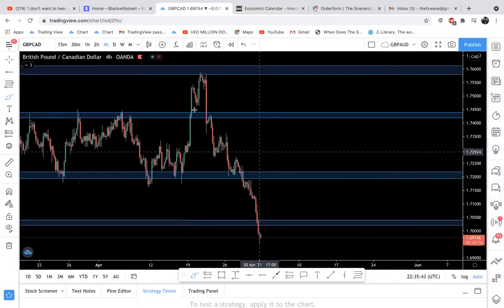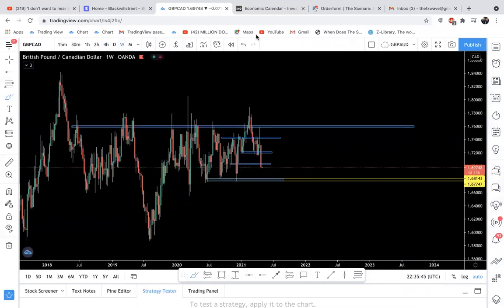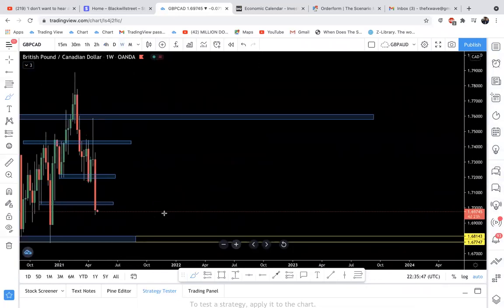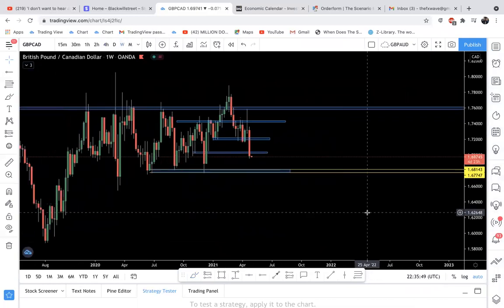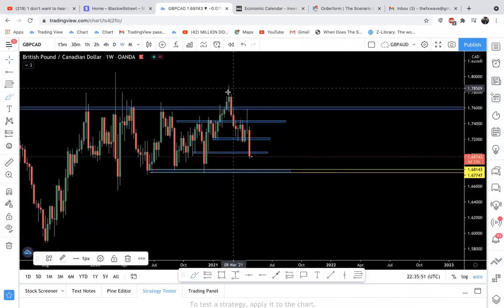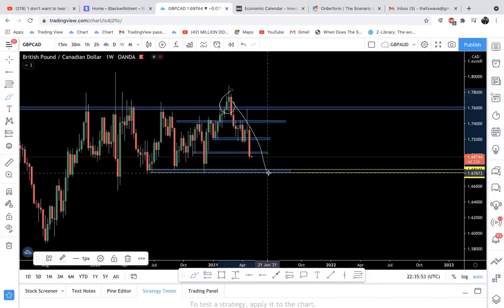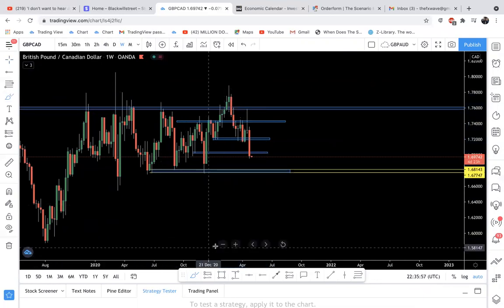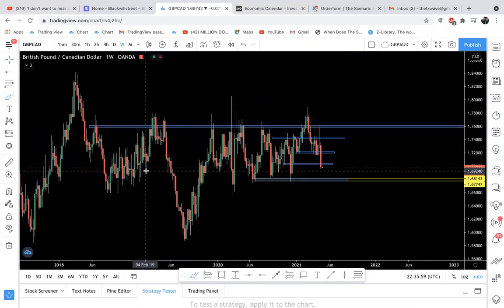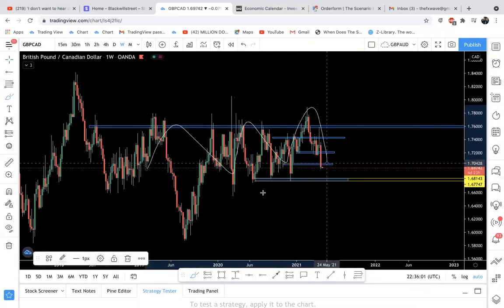GBP CAD, it continued down really because we had a lot of Canadian dollar strength. And I'm not surprised because it really rejected from these major supply levels up here. We had big sell-offs. Price just repeats itself. All right, so it's headed back down to the bottom of this range. This is really a big range here on the weekly, and it's been just respecting it.